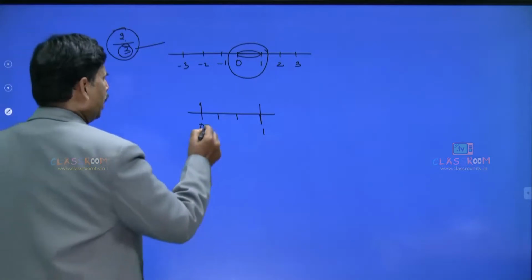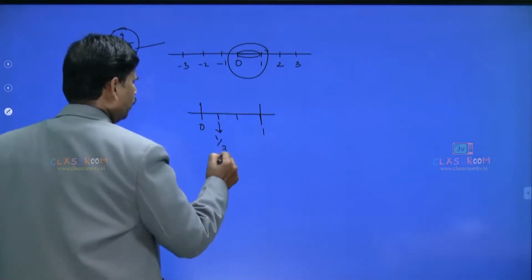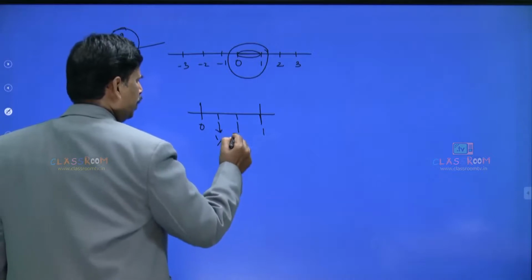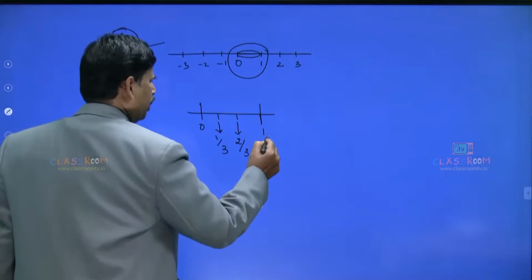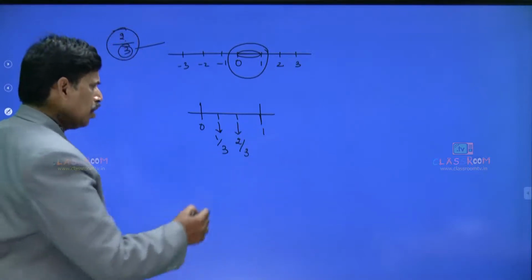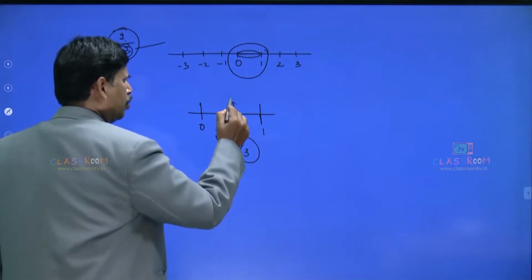So this will be 1 by 3, children. This will be 2 by 3, and this will be 3 by 3. Now this is what we wanted. So this is 2 by 3.